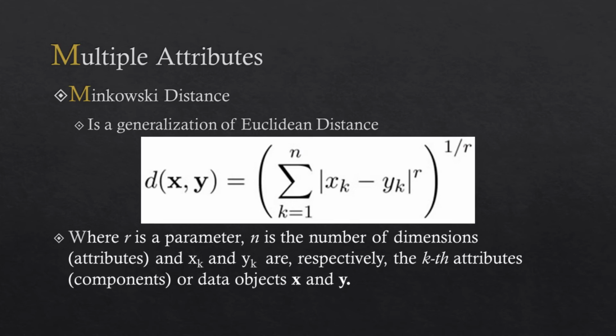Kapag yung r is equal to 1, so Manhattan distance. If yung r is equal to 2, Euclidean distance. So if r to infinity, supremum distance. So where r is a parameter, n is the number of dimensions, which is attributes, and xk and yk are respectively the kth attributes, which is components, of data objects x and y.